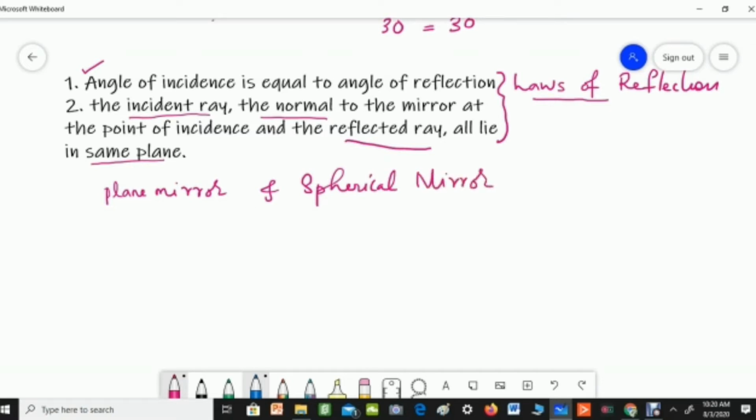What is a spherical mirror? Spherical mirrors are mirrors in which the reflecting surface is curved, either inward or outward. So their reflecting surface is a curve. Either it can be curved inward or it can be curved outward.